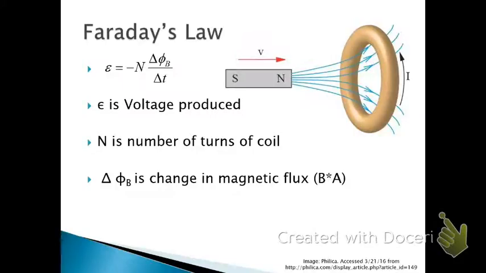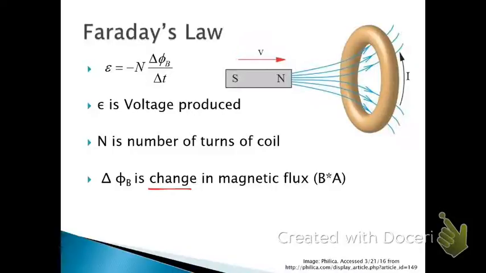Now this delta phi sub B is the change in magnetic flux. The important word there being change. We're going to talk about how power is actually generated at power plants and whatnot. The trick is it has to be a change. I can't just hold up a permanent magnet next to a coil of wire and get electricity out of it. If I could, then all of our world's energy problems would be solved like that.